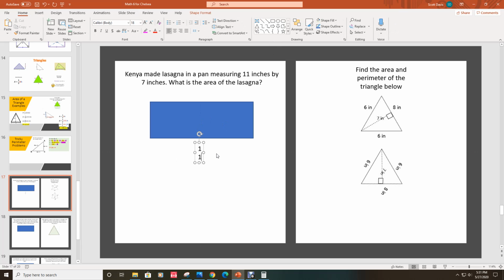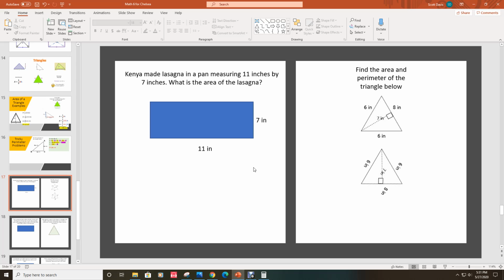I'm going to put the 11 here because this side is longer when I drew it. And then I'm going to put my 7 right over here because it was shorter. Okay. You know what? I'm going to put my inches here too so I don't forget those, because I definitely don't want to forget that. They gave it to me. And when I'm doing area, if I don't have my inches there, I'm going to be wrong. So my lasagna was in a pan 11 inches by 7 inches. What is the area of the lasagna?